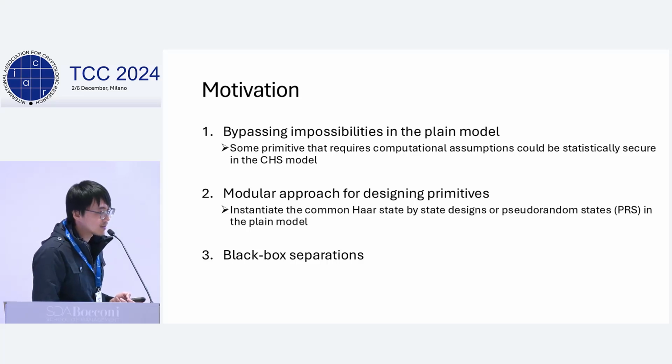So why do we study the CHS model? First of all, it allows us to bypass impossibilities in the plain model. As we will see later, some primitives that require computational assumptions could be statistically secure in the CHS model. Next, it provides a modular approach for designing crypto primitives. Suppose we have some construction in the CHS model. Then we can instantiate the common hash state by state designs or pseudorandom states in the plain model. Furthermore, we can use the CHS model to prove black-box separations between quantum primitives.